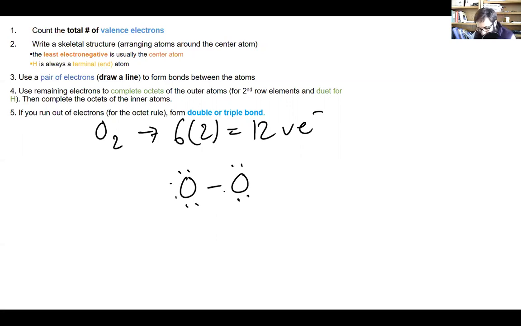Only 6, okay? So that's telling us we're gonna have to move one of these lone pairs into a double bond. And that's gonna be our Lewis structure. 2, 4, 6, 8 for this oxygen, 2, 4, 6, 8 for this oxygen. Octet rule satisfied, okay? So that's that one.